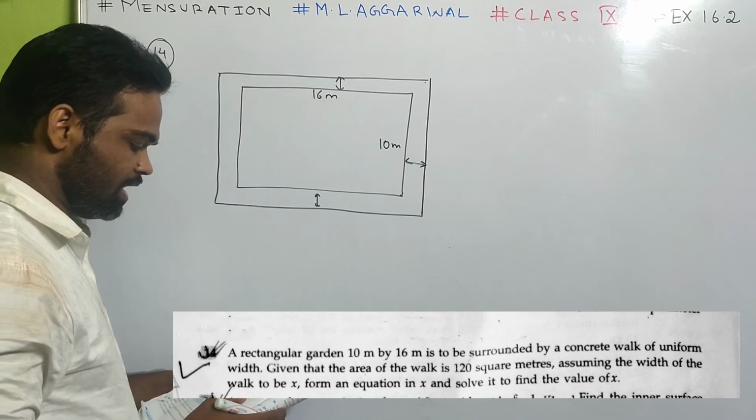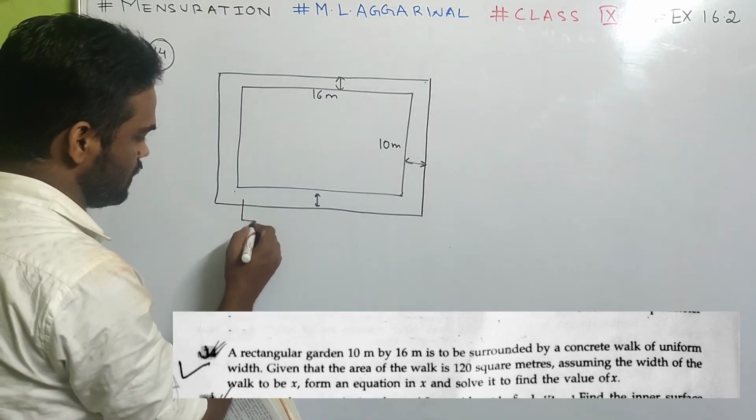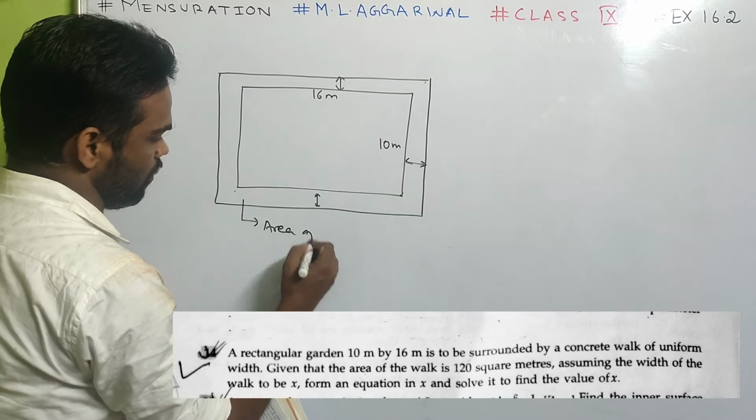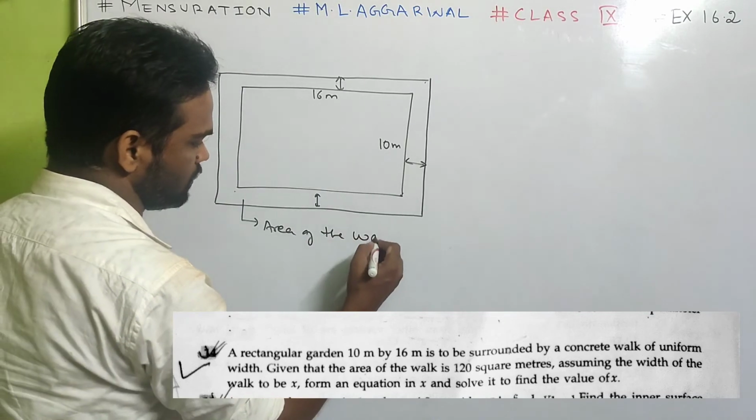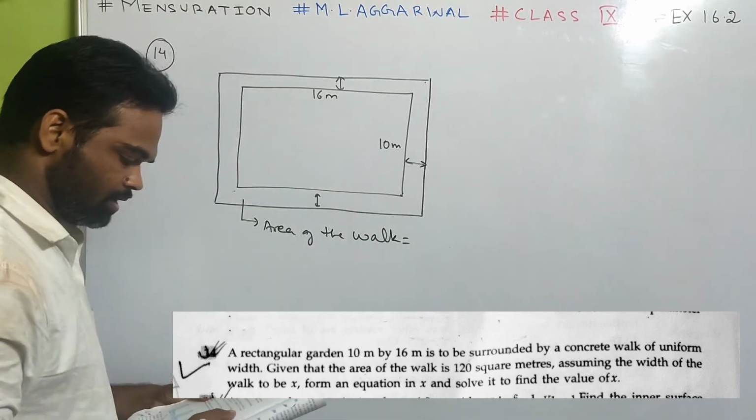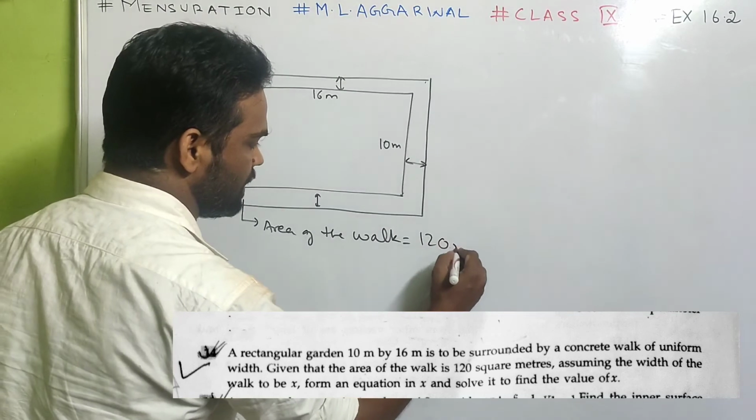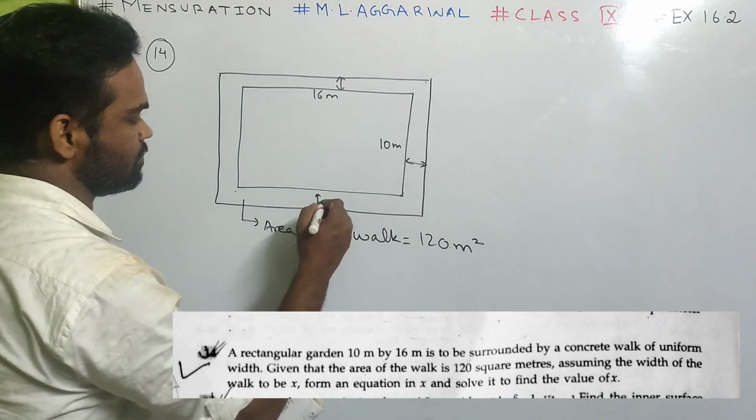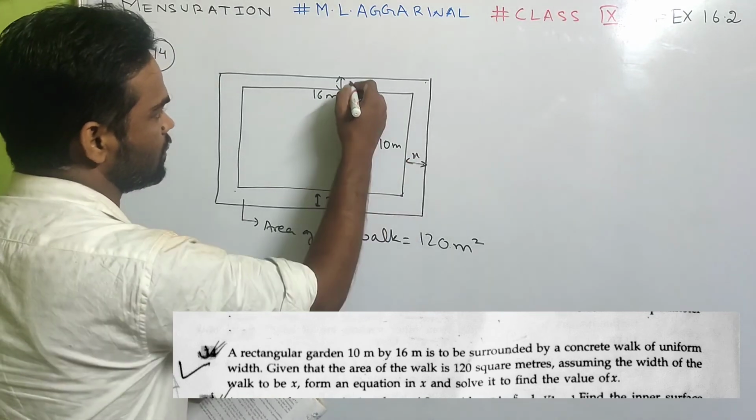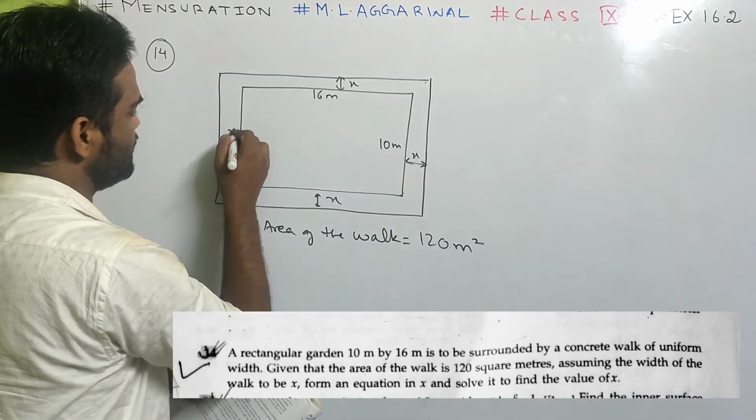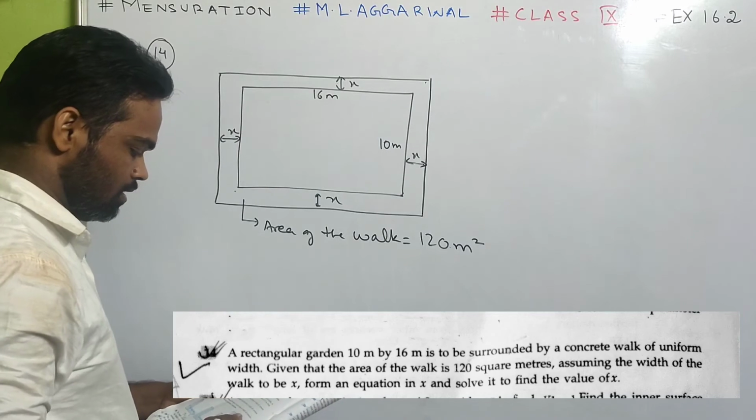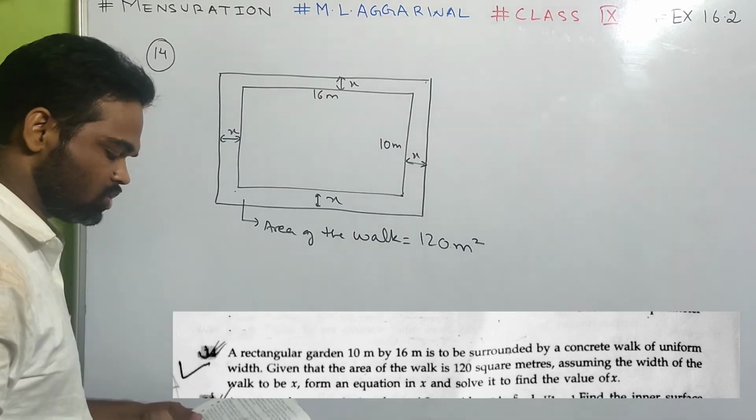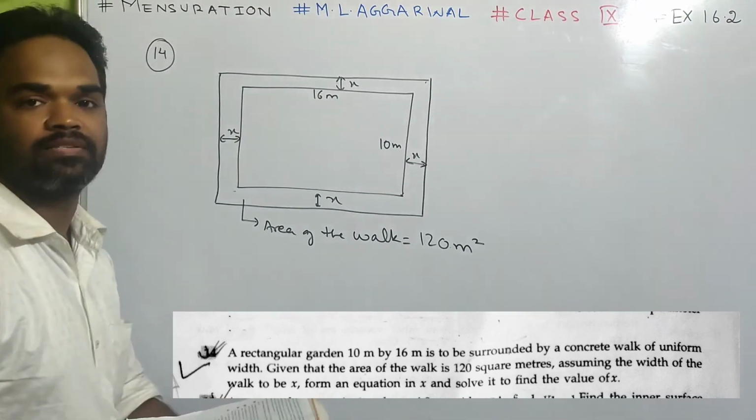Yes, given the area of the walk, they have given this. How much? 120 meters square. Assuming the width of the walk be x, means this is x, okay? This is x. They have given in the sum: form an equation in x and solve it to find the value of x.